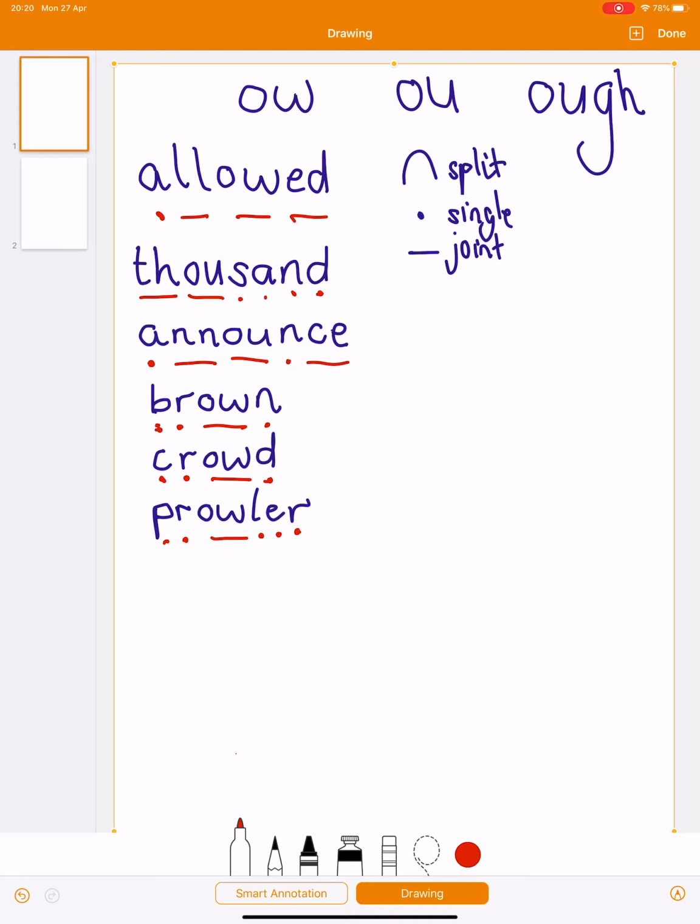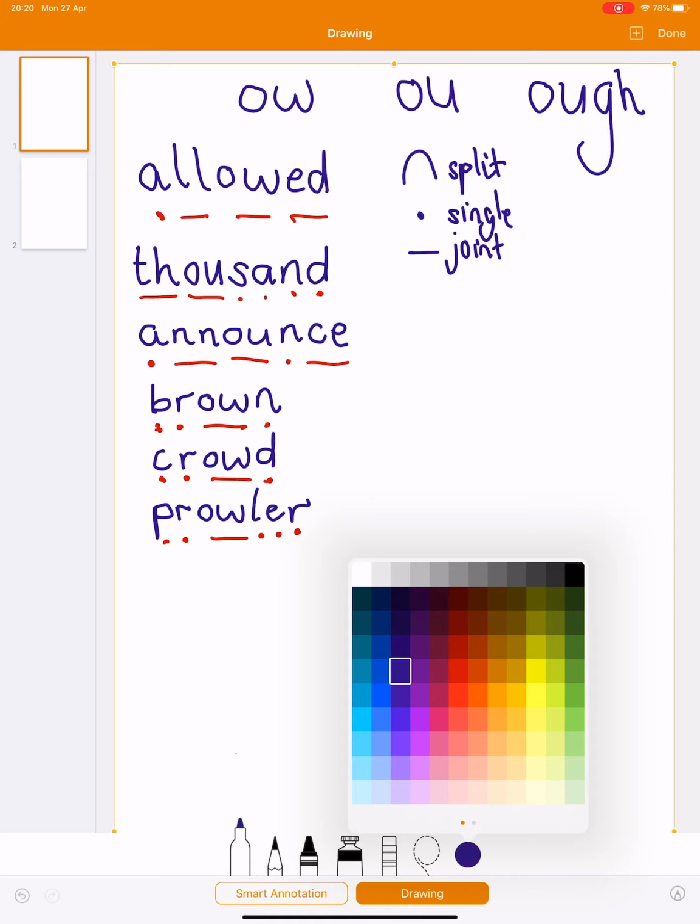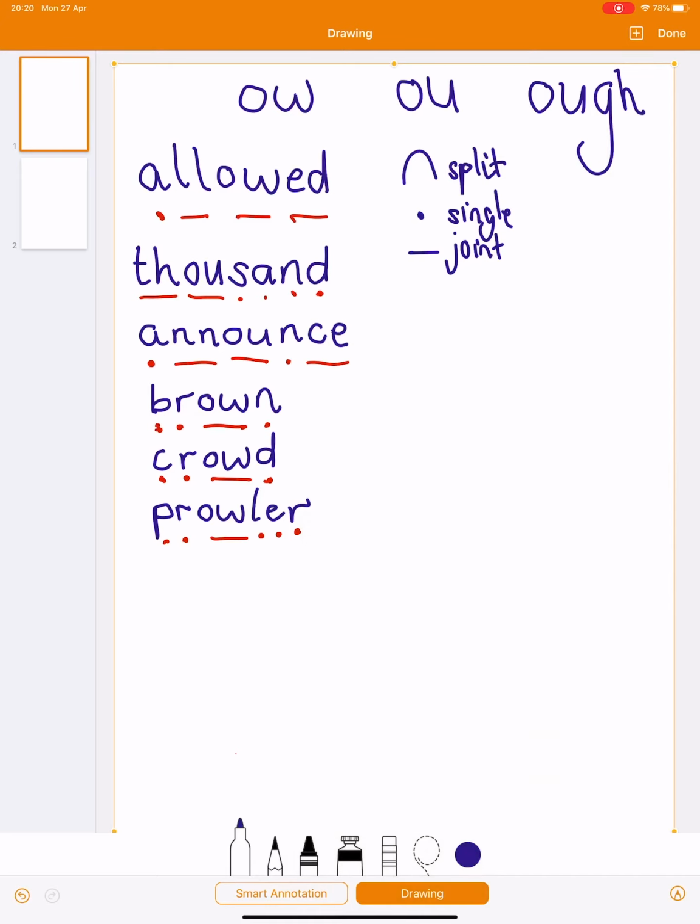plough. If I said the farmer was going to plough his field, so stop the video, have a go, plough. Okay, let's check plough. You should have P and an L, your O sound, and that's it. Now remember the O sound, we spoke about this last week. The O sound in plough is actually four letters.